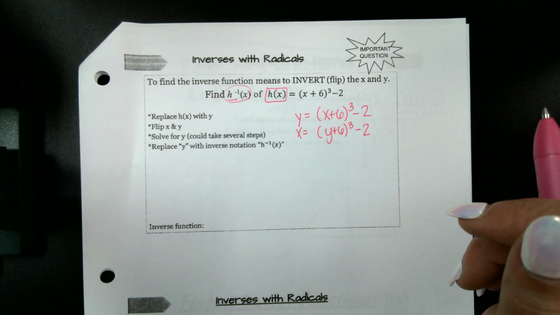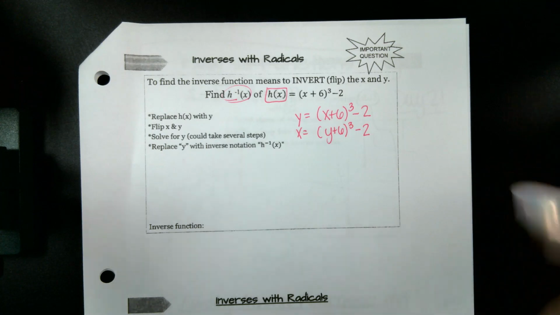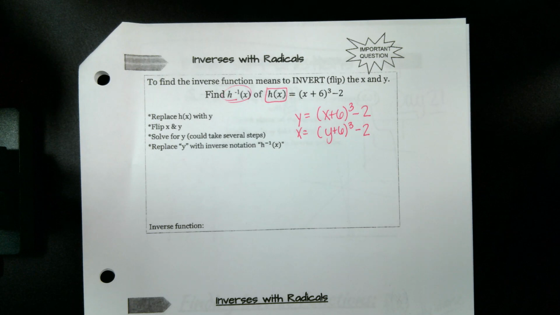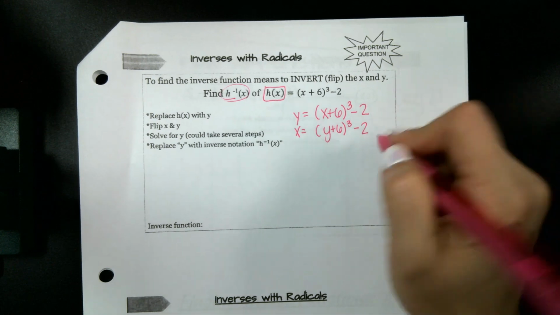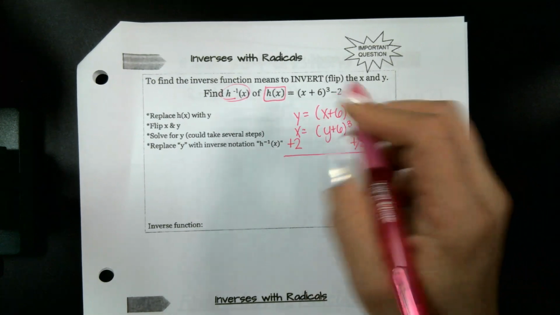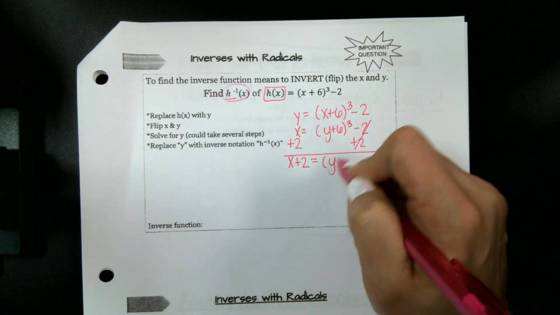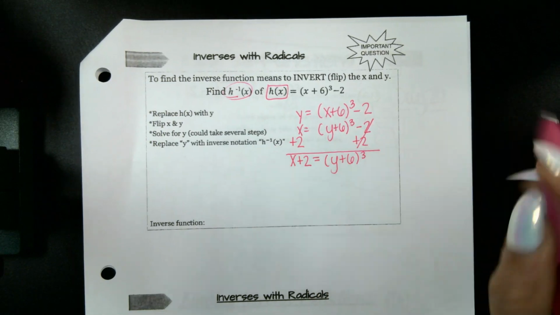Okay, what number can I go ahead and start moving? The 6? Not yet. That's in parentheses. I can go ahead and move the minus 2 by doing what? Adding 2. Okay, let's go ahead and add 2 to both sides. So I have x plus 2 equals, and then I have the y plus 6 to the third.